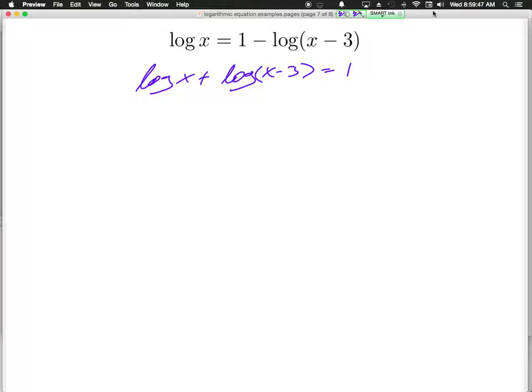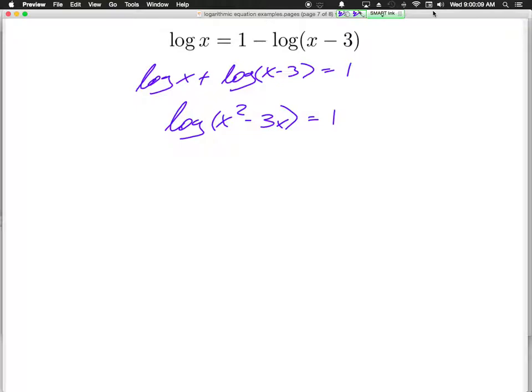Now what? Combine the logs, very good. So since there's addition, that means I need to multiply, so that's x squared minus 3x equals 1. Now we're back to the situation that we dealt with on the first type of problem.